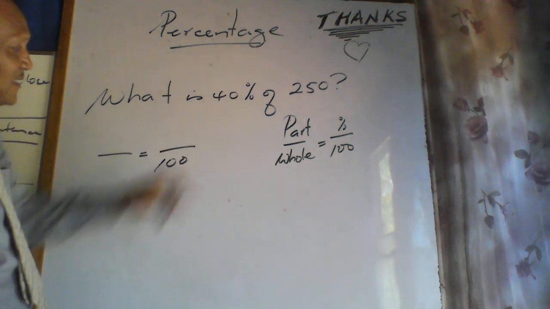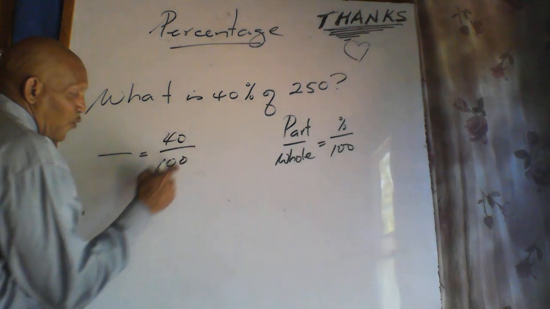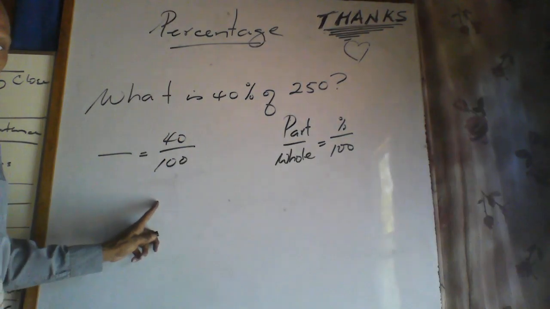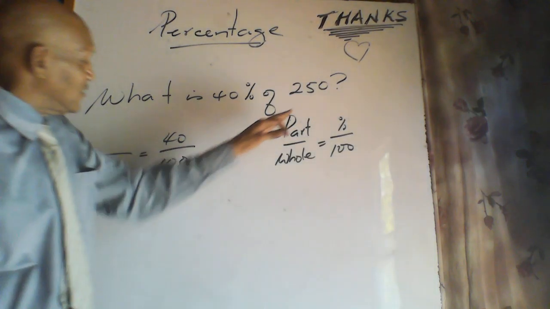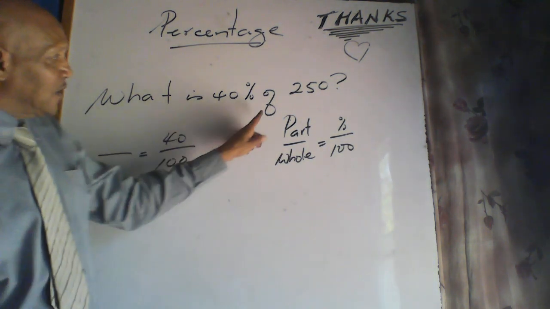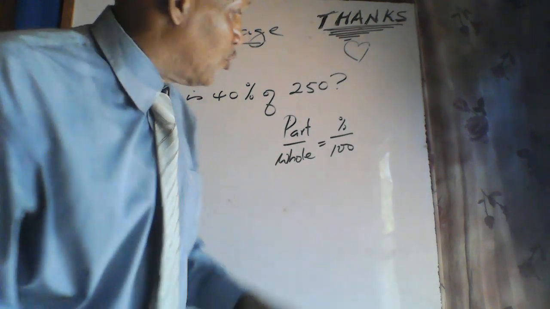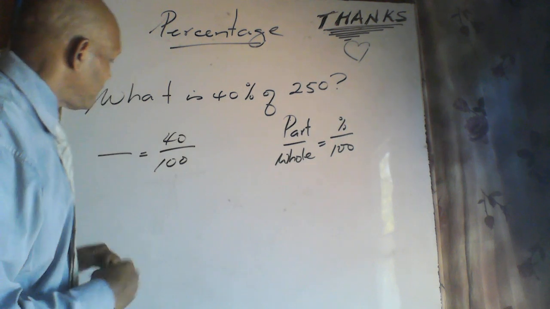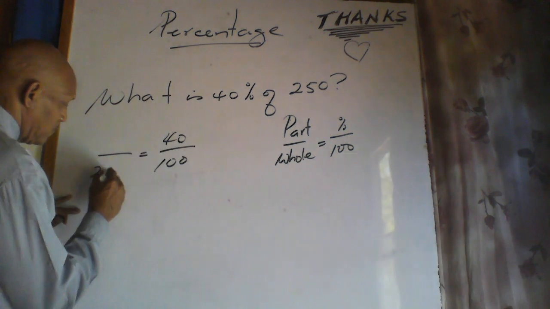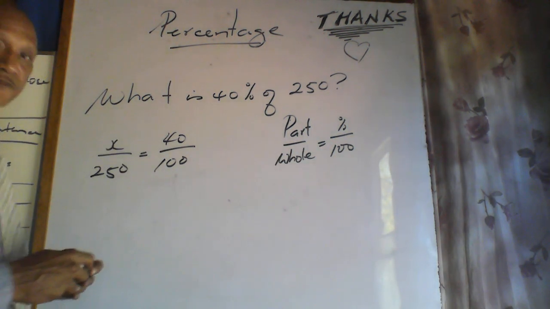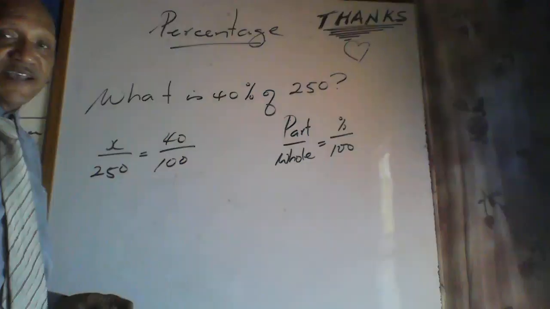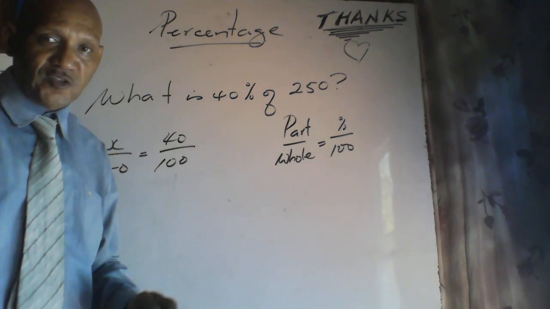Did they give me a percent? Yes. The percent always goes over 100. What number is the part and what number is the whole? The number that comes after "off" 95% of the time is the whole. Here's the number after "off." 250 is the whole, and we're trying to find the part. That's the setup. I'm moving faster now. You should be catching on to it.